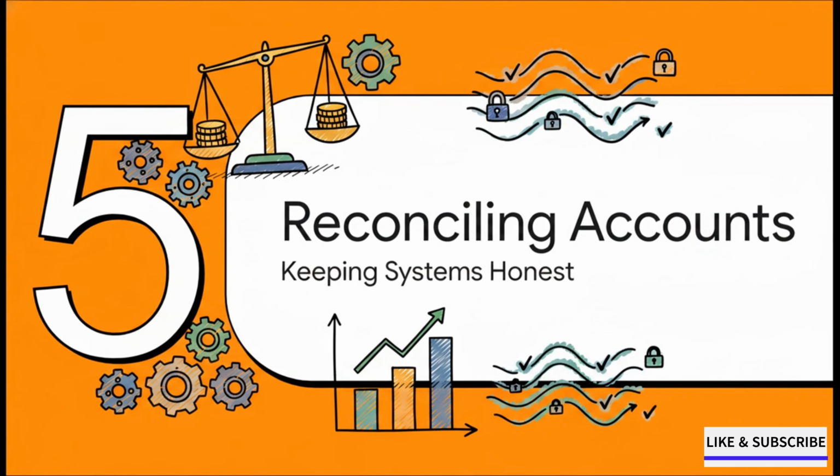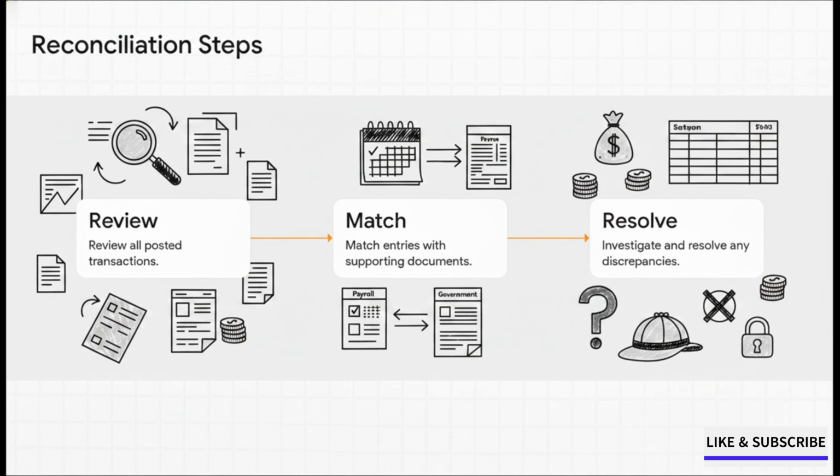Section 5. Reconciling for financial health, keeping the system honest. So how do we catch those mistakes? Account reconciliation. This is the rigorous process of proving that the general ledger balances are actually correct. It comes down to 3 discipline steps. First, reviewing all transactions posted to the accounts. Second, meticulously matching those transactions with supporting documents, like your payroll register or government remittance forms. And third, investigating and immediately resolving any discrepancies you find.